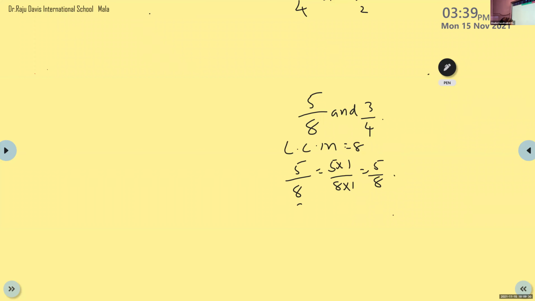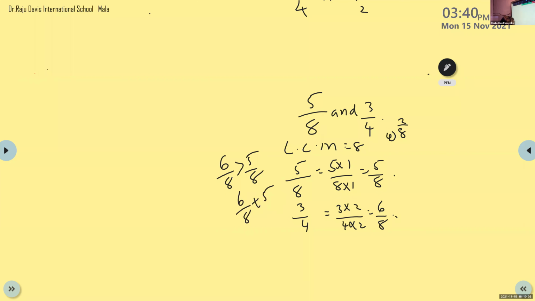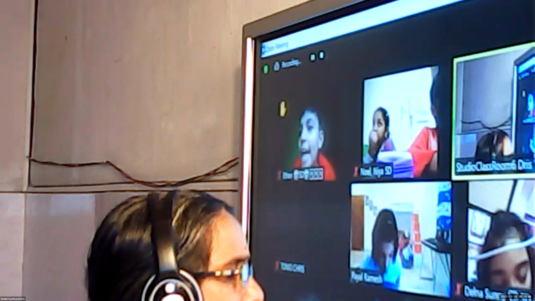5 by 8. 3 by 4, you can write 3 into 2, so 6 by 8. Which is larger? Ma'am, 6 by 8. 6 by 8 is greater than 5 by 8. Then if you want to add, what will you get? 6 by 8 plus 5 by 8. You will get 11 by 8. I think all of you understood this. 11 by 8, ma'am.